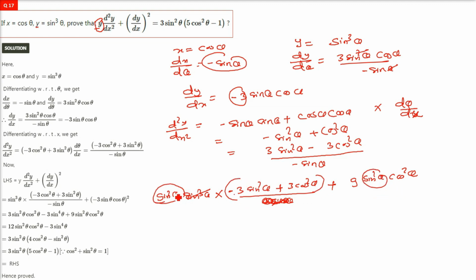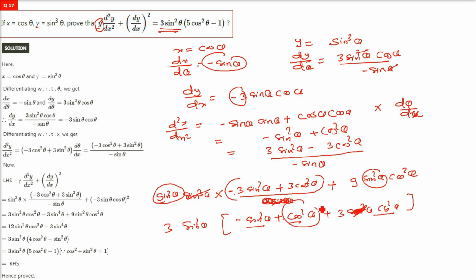So I'm taking 3 sin square theta from both the terms. What do you get? Because we want 3 sin square theta, that's why I did it. Minus sin square theta will remain inside, plus cos square theta, because 3 has already been taken. And 3 3s are 9, so only 3 will remain: 3 sin square theta cos square theta. Now what do you see here? Sin square theta has already been taken in front, so I have to cancel it out. So we have cos square theta plus 3 cos square theta, and that will give you 4 cos square theta, because cos square theta plus 3 cos square theta is 4 cos square theta.